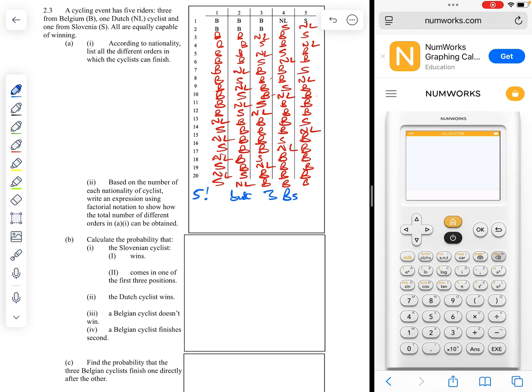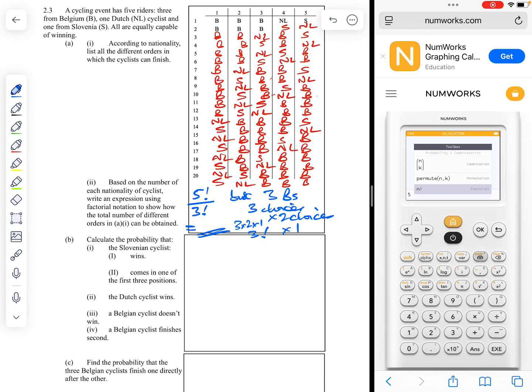3 from Belgium. So thinking about the Belgian cyclists, any of the three could come first, then any of the other 2 choices could come second, times by 1. That is 3 times 2 times 1, which is 3 factorial. So our answer, initially it's 5 factorial, but we have to share that by these 3 factorial ways.